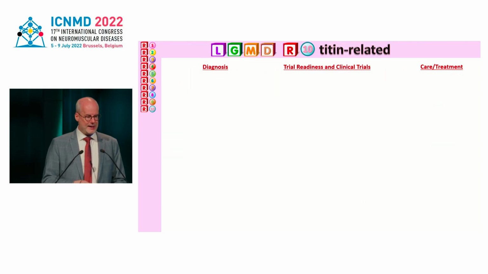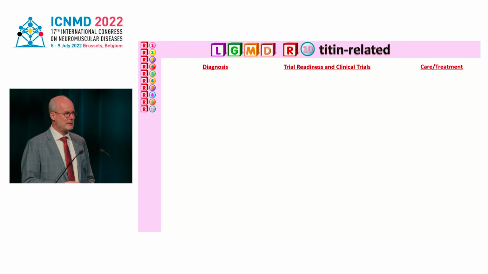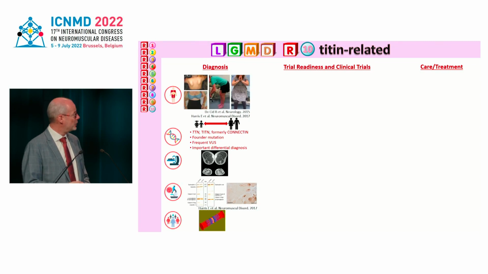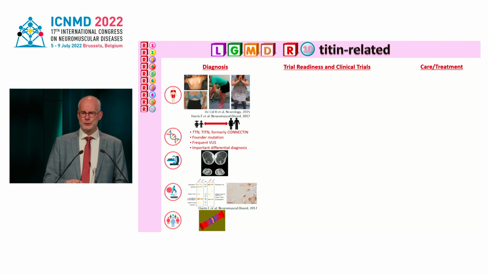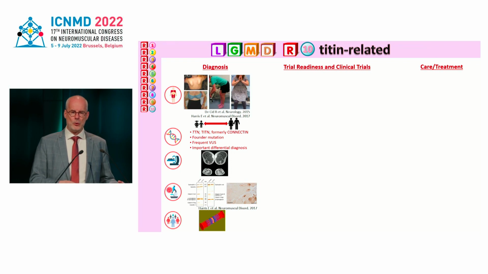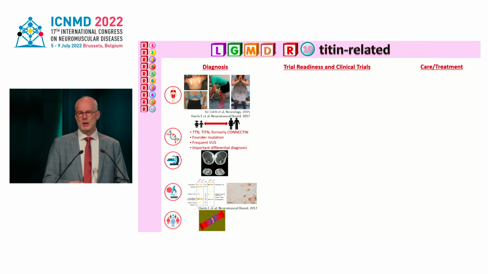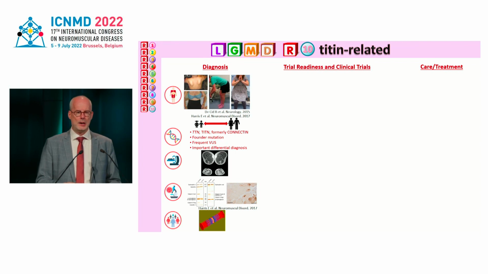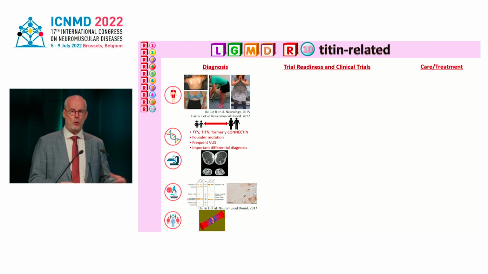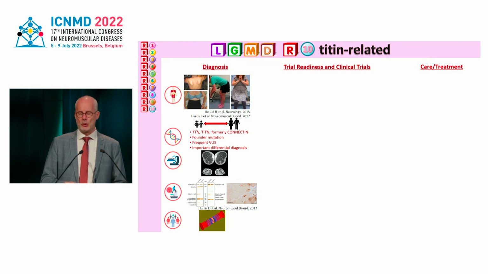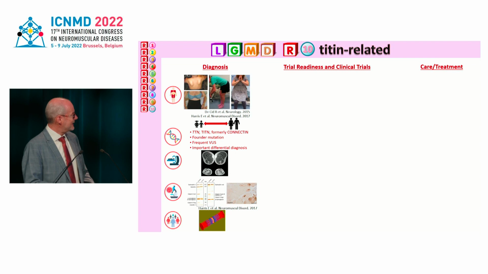Then LGMD R10, titin related, and titin is of course a bit the chameleon within the muscle diseases. Now the initial limb girdle muscular dystrophy was described by Bjarne Udd in a large Finnish pedigree where there were patients with the distal, tibial myopathy that were heterozygous for the mutation, and then the homozygous ones had the limb girdle phenotype. As I say, it's quite a mixture and a broad pattern, and when do you call it a limb girdle muscular dystrophy is difficult to say.